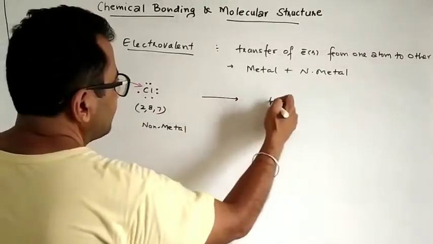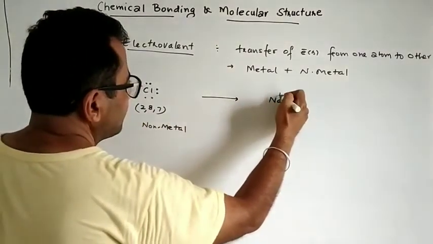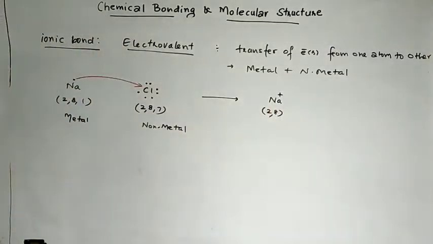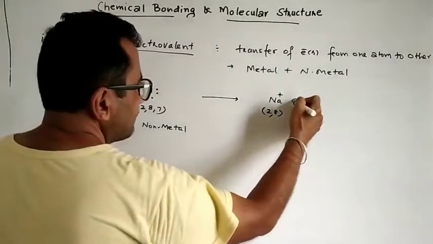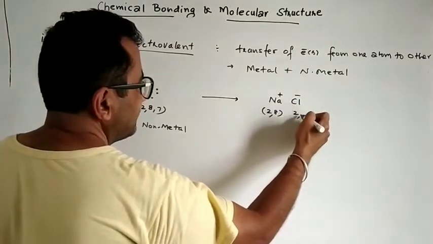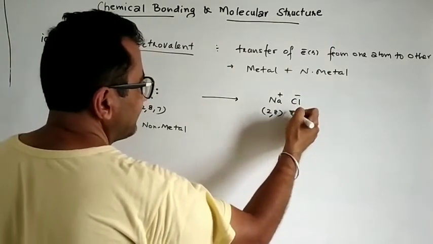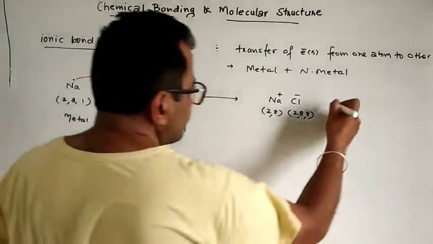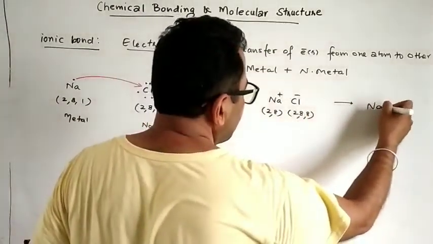Sodium loses 1 electron, sodium gets positive charge, and its configuration becomes stable. Chlorine gains 1 electron, chlorine becomes negative, and its configuration becomes 2, 8, 8. So these oppositely charged ions are held by a strong electrostatic force of attraction. This type of bond is called an ionic bond.